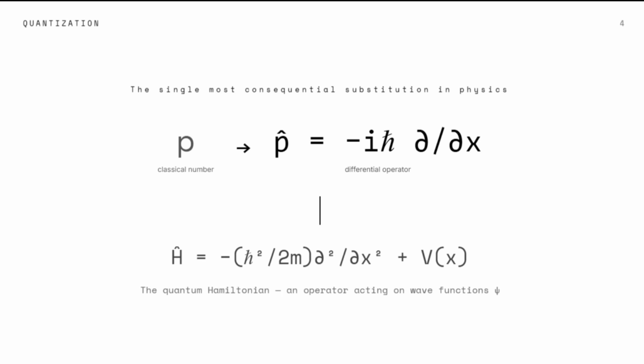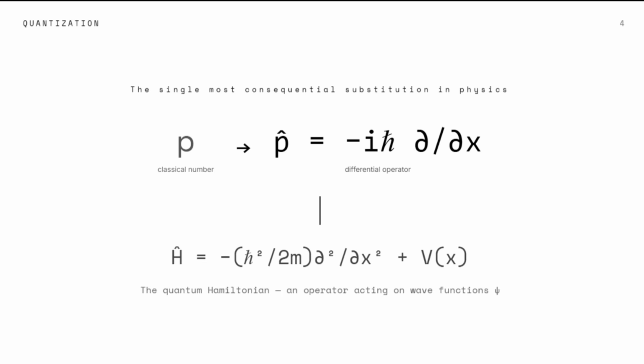Once you have the quantum Hamiltonian, one equation governs everything. i h bar times the partial derivative of psi with respect to t equals H hat psi. This is Schrödinger's equation, and what it's saying is that the Hamiltonian generates time evolution. The left side is how the quantum state changes in time. The right side is the Hamiltonian acting on that state. They're equal. The Hamiltonian drives everything.